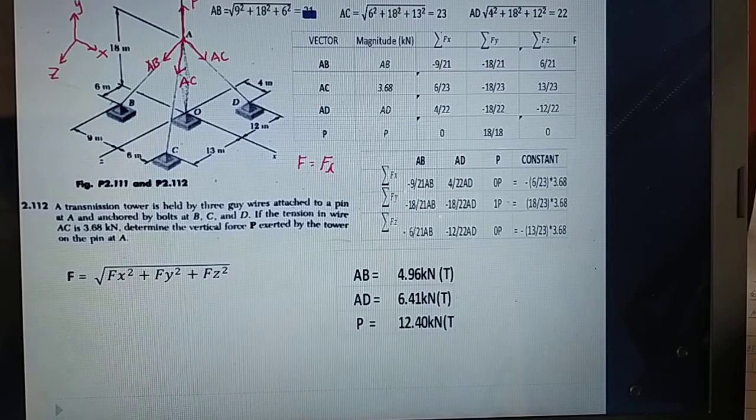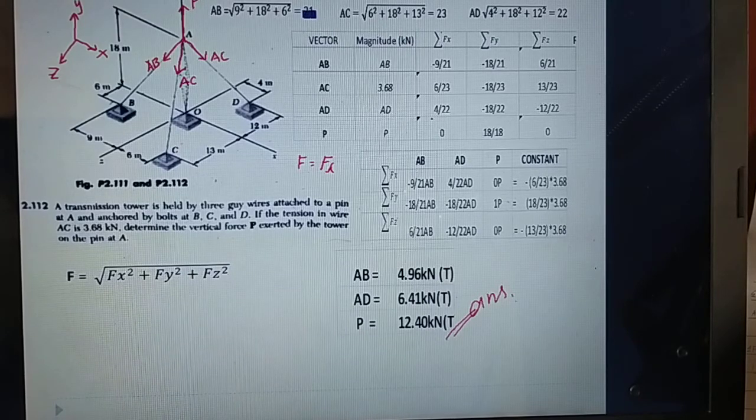So when I entered it in the calculator, I get the answer for AB 4.96 kilonewton, for AD 6.41, and for P 12.40 kilonewton. And the required answer for the force P that is exerted by the tower is 12.40 kilonewton tension, and that is the answer. So let's go back to this arrangement.